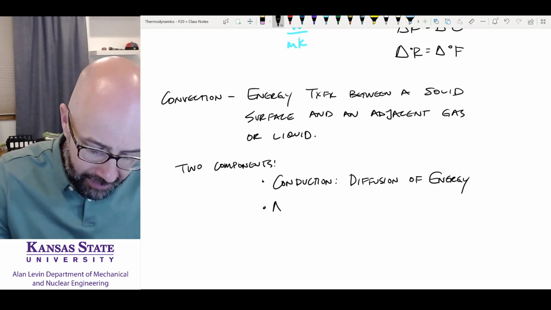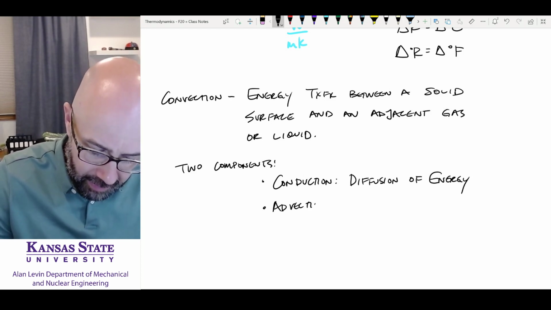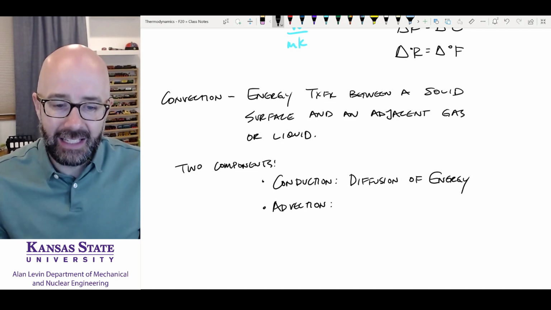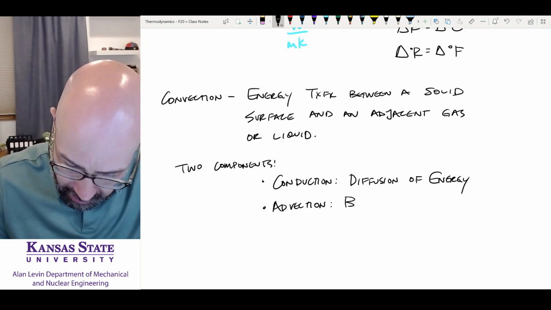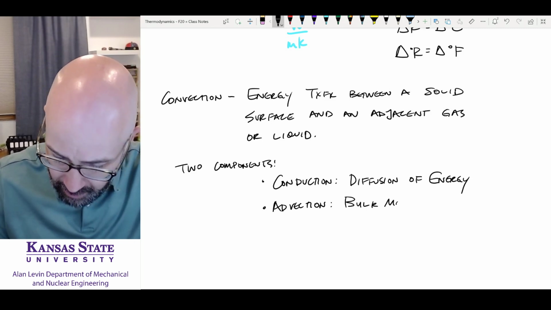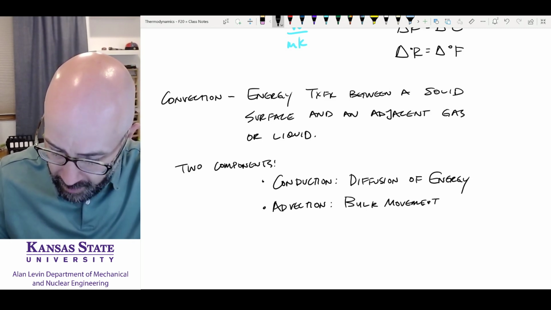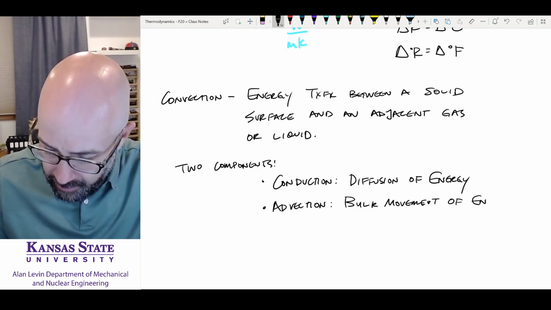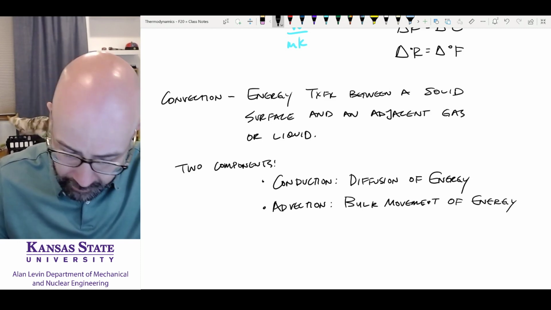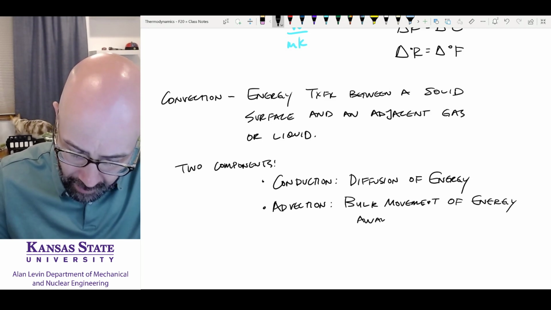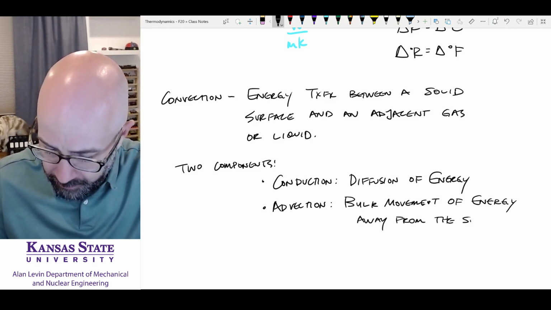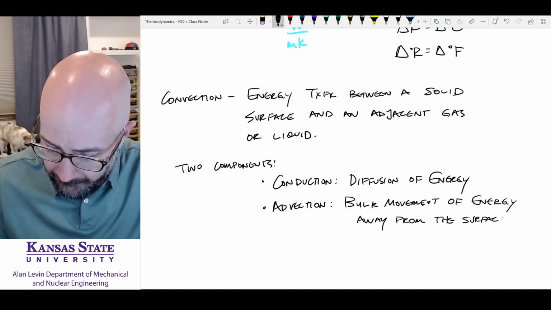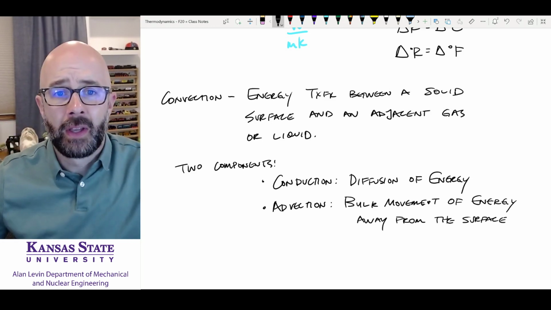And the other one is advection. Advection is the bulk movement of energy away from a surface. So it's flowing away. That's the difference.